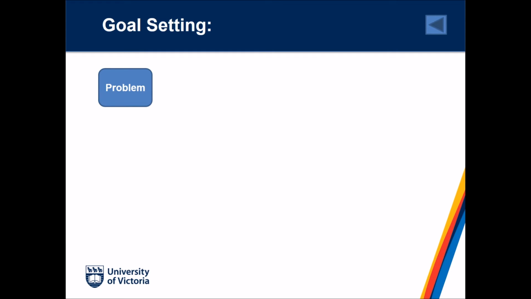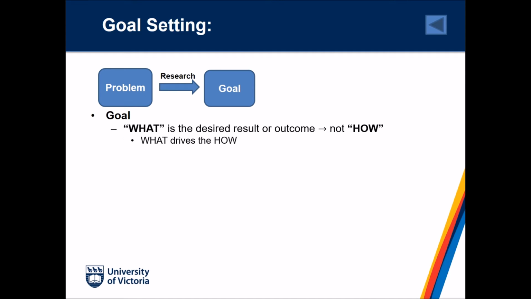Once a problem is recognized, research is conducted to better understand that problem, resulting in the definition of a goal. The goal describes the desired result or outcome, but does not define how that outcome is going to be arrived at. In essence, you may think of a goal as the what, and that the what drives the how. With a goal in place, we work on the task of planning.